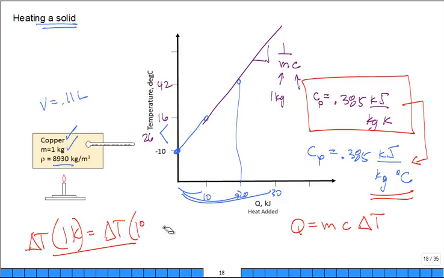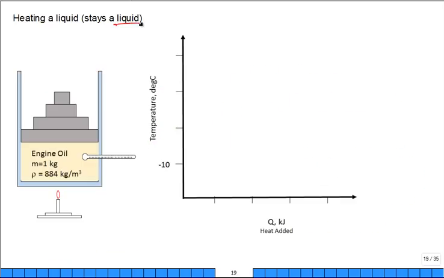Is that true or false? True. And so sometimes you'll see specific heat in Kelvin, sometimes degree C. You just have to know that this is the same. You can now do it for a liquid.